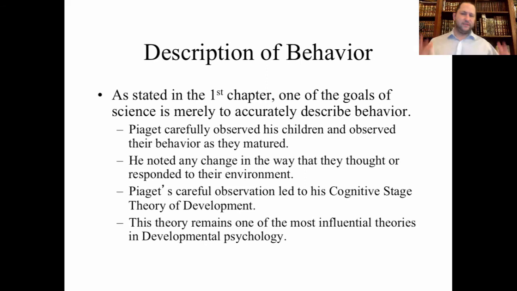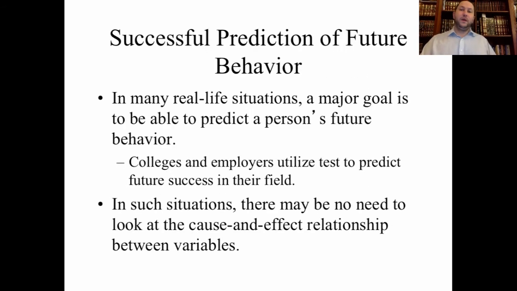All right. And then we have to think about sometimes we just want to describe behavior. Our goal is just to describe behavior. And some really cool studies came from careful observation, like Piaget's cognitive stage theory. He didn't use an experiment. He used careful observation. So he was able to describe behavior. And if all you want to do is describe behavior, this should be sufficient.